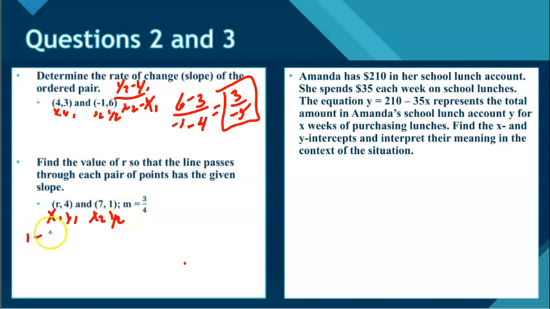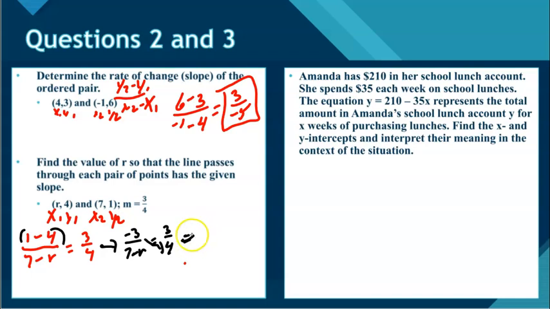So I'm going to have 1 minus 4 divided by 7 minus r, and this has to equal 3/4. Now here I can simplify the numerator. So this is really going to be negative 3 over 7 minus r, and this is going to equal 3/4. Now I have two proportions with an equal sign in between, so I'm going to cross multiply. Negative 3 times 4 gives us negative 12 equaling, and then I cross multiply the other direction, 3 times 7 is 21 minus 3r.